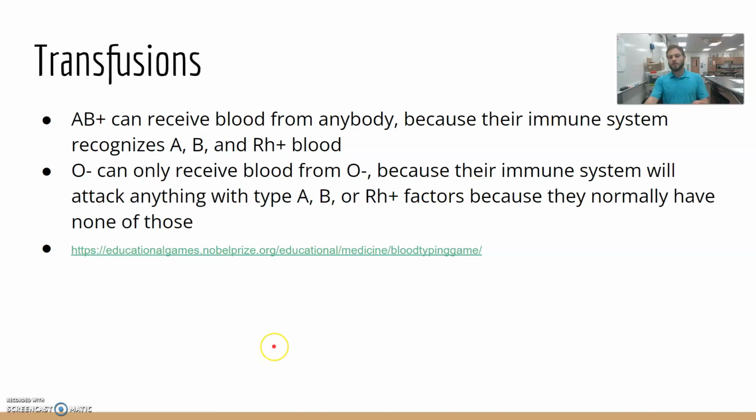So those are just a few things on some of the diseases and some of the medicine that we have surrounding blood and blood typing, blood transfusions, and things like that. Hopefully that all made sense. If you have any questions, make sure you're asking.